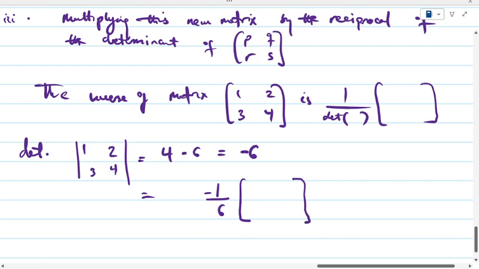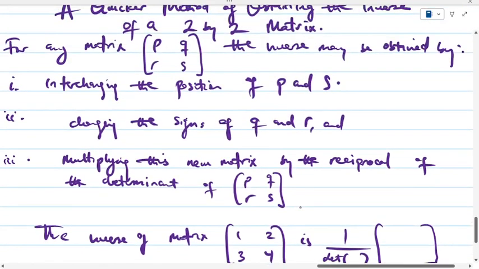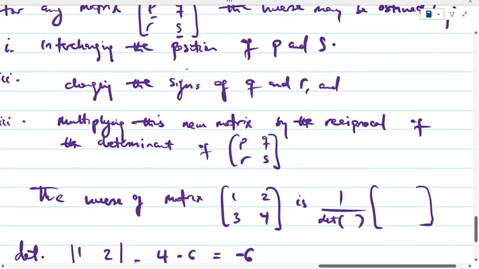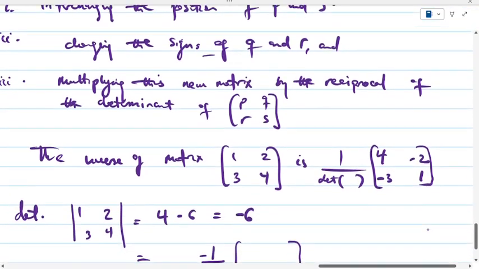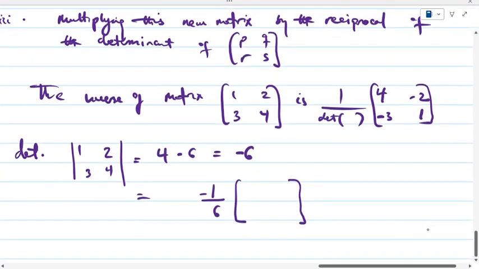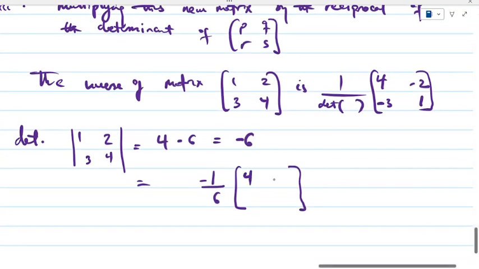Then according to the rule, interchange the position of P and S. So in this instance, we are going to interchange 4 and 1. Then change the signs of Q and R. This is positive, so it becomes negative. The other is positive, also becomes negative. Then we multiply this new matrix by the reciprocal of the determinant. So we have 4, minus 2, minus 3, 1.